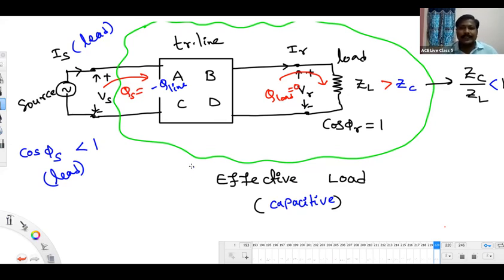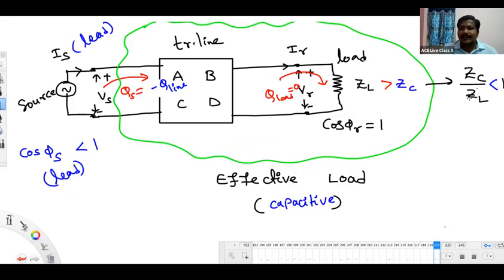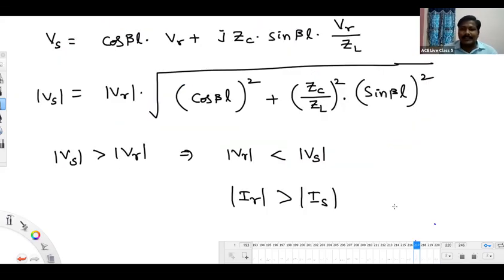Now what will happen to the receiving end voltage compared to sending end voltage? Just observe here now. This is the equation we have written yesterday. And how is the value of ZC by ZL? Less than 1 now. If the ZC by ZL number is less than 1, just observe now.